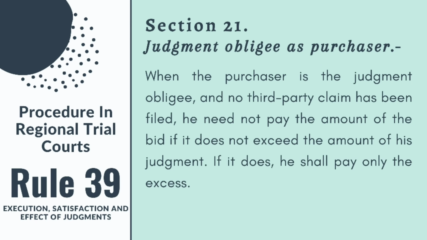Section 21. Judgment obligee as purchaser. When the purchaser is the judgment obligee, and no third-party claim has been filed, he need not pay the amount of the bid if it does not exceed the amount of his judgment. If it does, he shall pay only the excess.